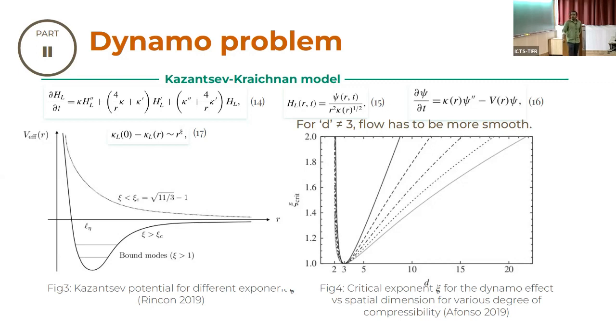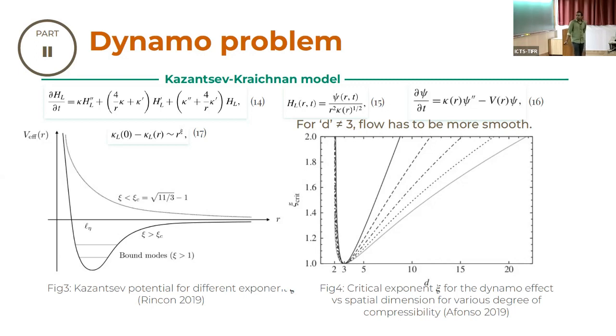And this model, as I said, one can extend it to accommodate various spatial dimensions in the flow, and one can also include compressibility effects in this model. And this is an interesting result that was shown in 2019, and this shows the range of critical exponent for which the dynamo would be possible. For 3 dimensions, the critical exponent has to be greater than 1. And as we move away from 3 in either direction, we see that the critical exponent has to be actually larger than 1.